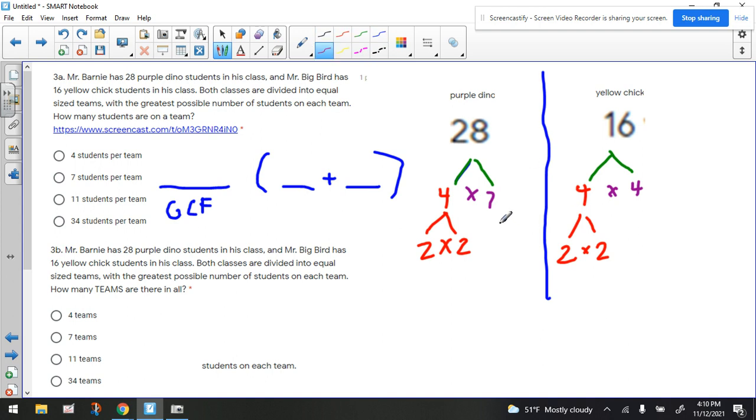7 is a prime number, so I'm just going to bring that down. But over here, 4 is composite, so I'm going to rewrite that as 2 times 2. So we have the prime factorization of 28 right here, and we have the prime factorization for 16 right here.